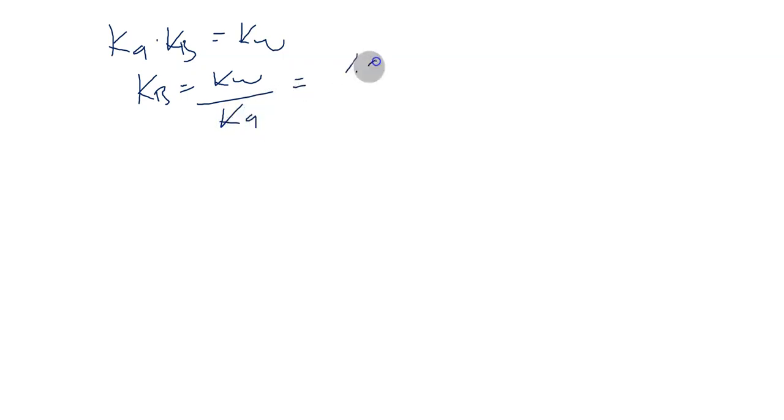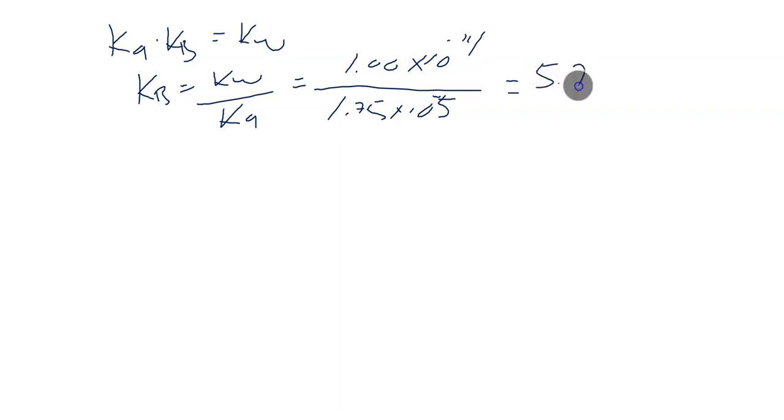So the way we do that is that Ka times Kb is equal to Kw. So you can always calculate a Kb from a Ka or a Ka from a Kb. The Kb in this case is Kw divided by Ka, which is 1.00 times 10 to the negative 14 divided by 1.75 times 10 to the negative 5, which equals your Kb of 5.714 times 10 to the negative 10. Right, and then you go through and set up your ICE chart again.